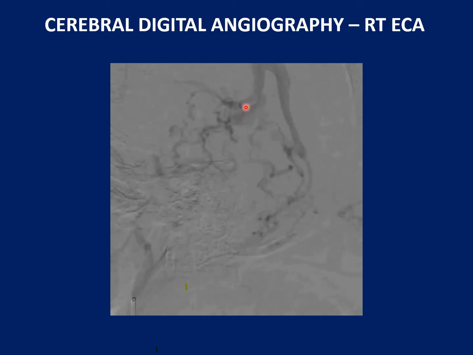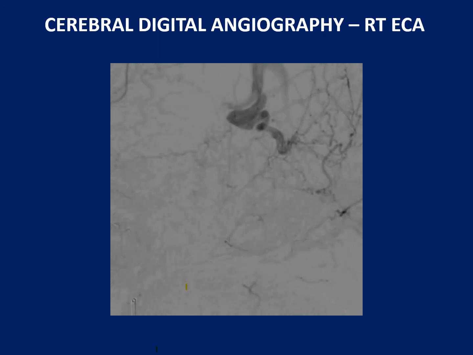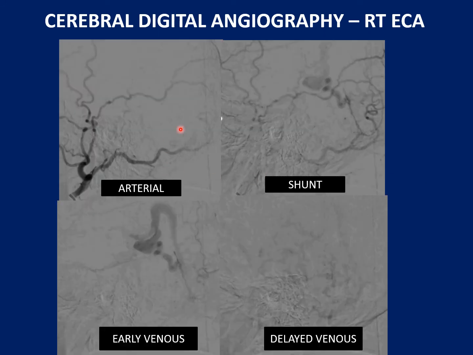This is the vein we are able to see, vein of Galen and straight sinus with multiple cortical veins. These are spot images to understand the anatomy better. So here we are able to see the middle meningeal artery which is going and ending into the fistula. This is the site of the fistula, and from the fistula we are able to see the vein of Galen and straight sinus which is getting appreciated, and in delayed venous the dilated cortical veins of the posterior fossa are better appreciated.